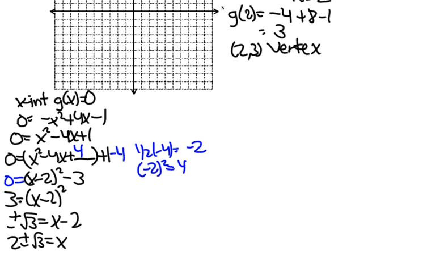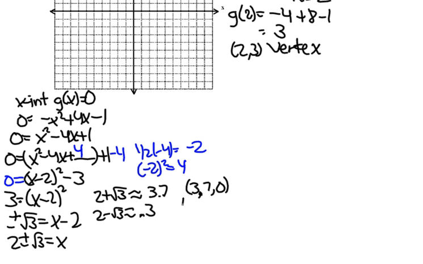So what does that mean? I've got 2 plus the square root of 3 and 2 minus the square root of 3. If you put 2 plus the square root of 3 into a calculator, that's approximately 3.7. If you put 2 minus the square root of 3 in, that's approximately 0.3. So I can write those as ordered pairs. Those are my two x-intercepts, approximately.